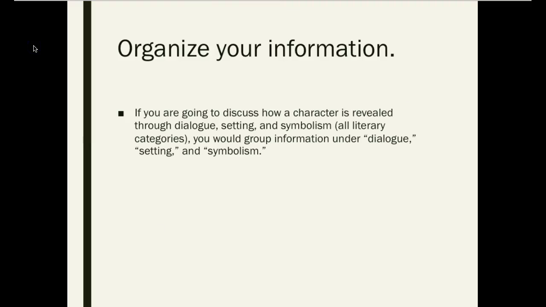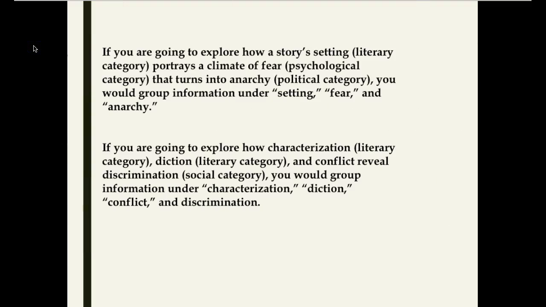So you want to organize your information. If you're going to discuss how a character is revealed through dialogue, setting, and symbolism, you would group information under dialogue, setting, and symbolism. If you're going to explore a story setting and how it portrays a climate of fear that turns into anarchy, you would group information under setting, fear, and anarchy. If you're going to explore how characterization, diction, and conflict reveal discrimination, you would group information under these headings. But we don't actually use headings.